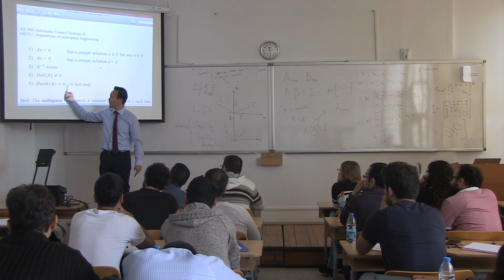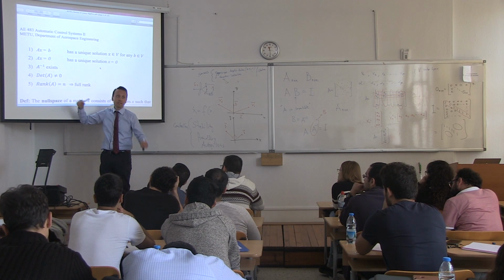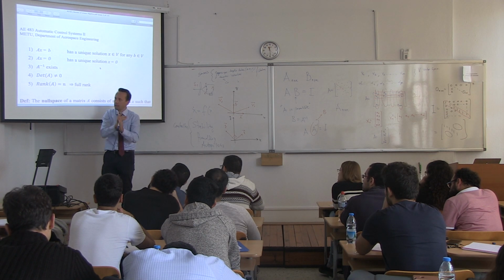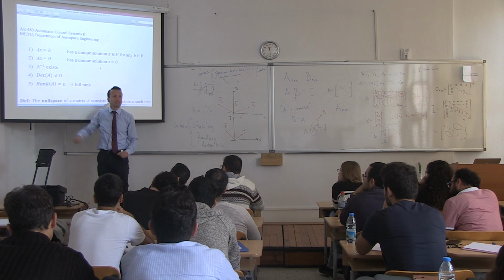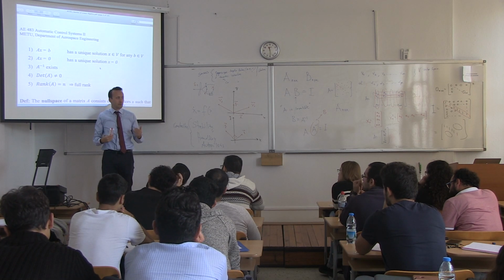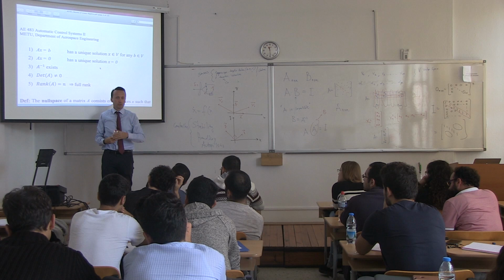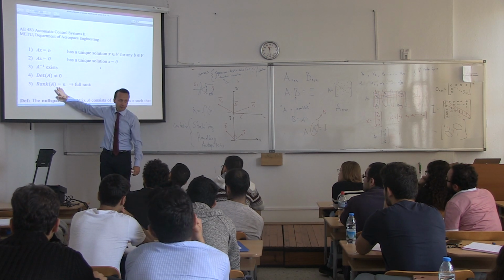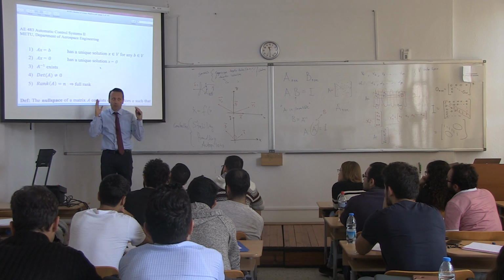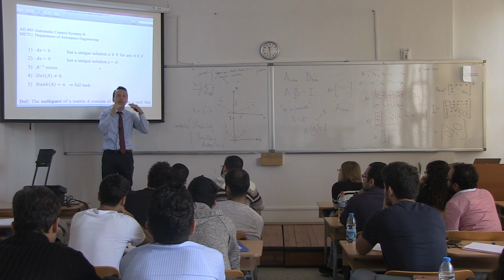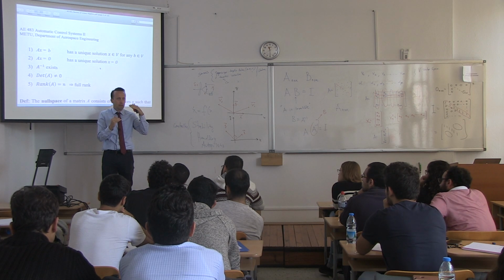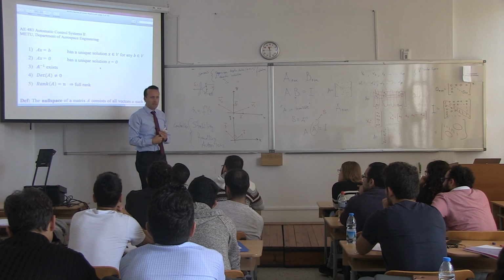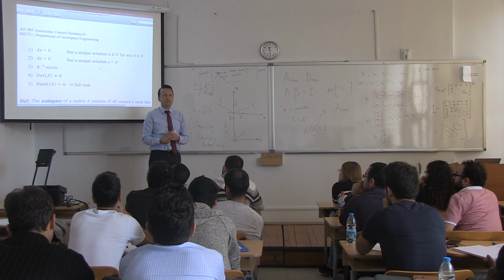And the matrix A is full rank, which means the rank of A is n, which means it has linearly independent columns and linearly independent rows. That is only true if the determinant is not equal to 0. If the determinant is equal to 0, then it's not full rank. Then there's something going on here, and there are either some linearly dependent rows or linearly dependent columns. Okay? So, if you want to check what's the rank of a matrix, that might not be very straightforward.